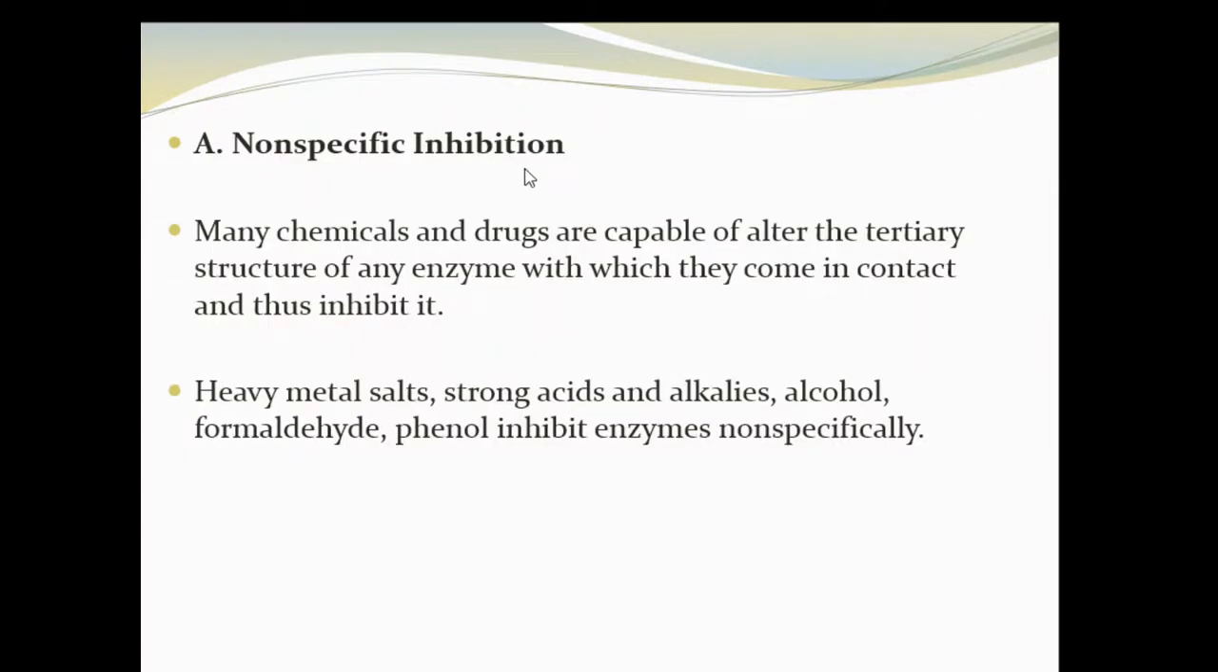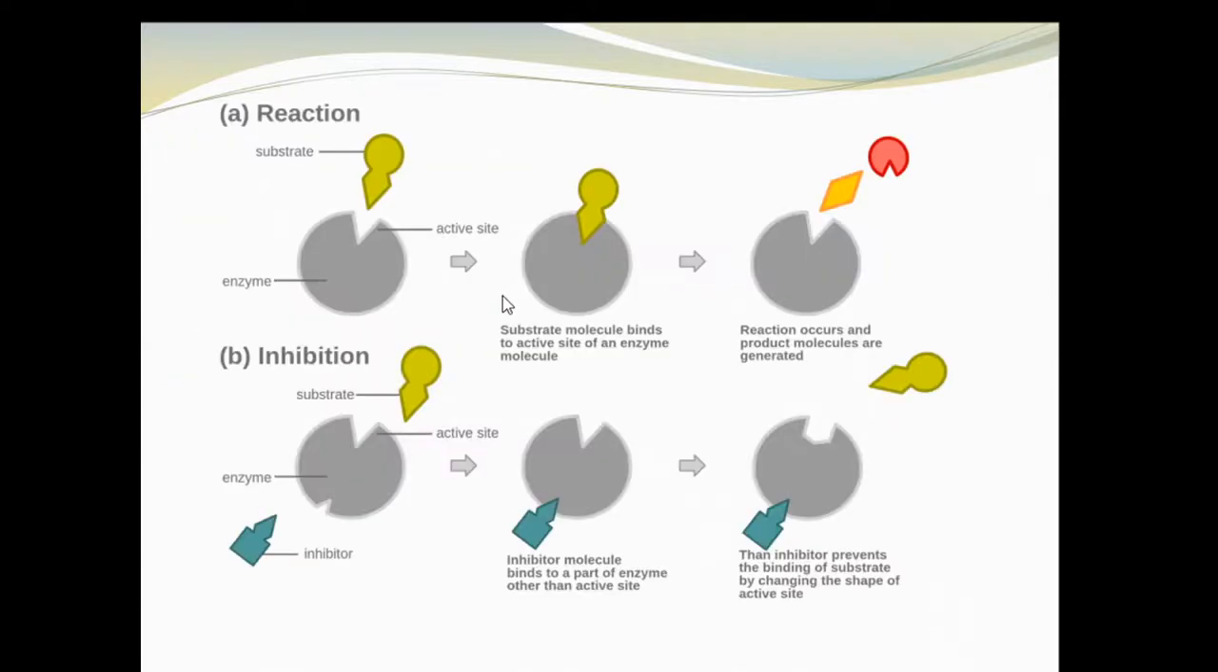So first, non-specific inhibitions. Many chemicals and drugs are capable of altering the tertiary structure of an enzyme with which they come in contact and thus inhibit it. Means there will be no specific enzyme. It will inactivate or inhibit all the enzymes present in our body. Examples are heavy metal salts, strong acids, alkalis, alcohol, phenols, etc. They will inhibit the enzyme non-specifically. So you can see here the reactions and inhibition.